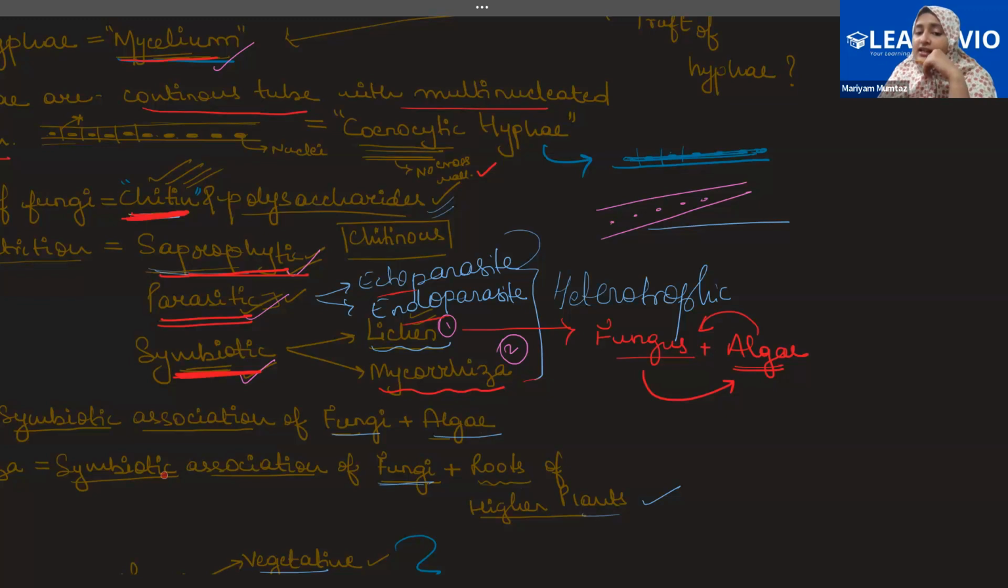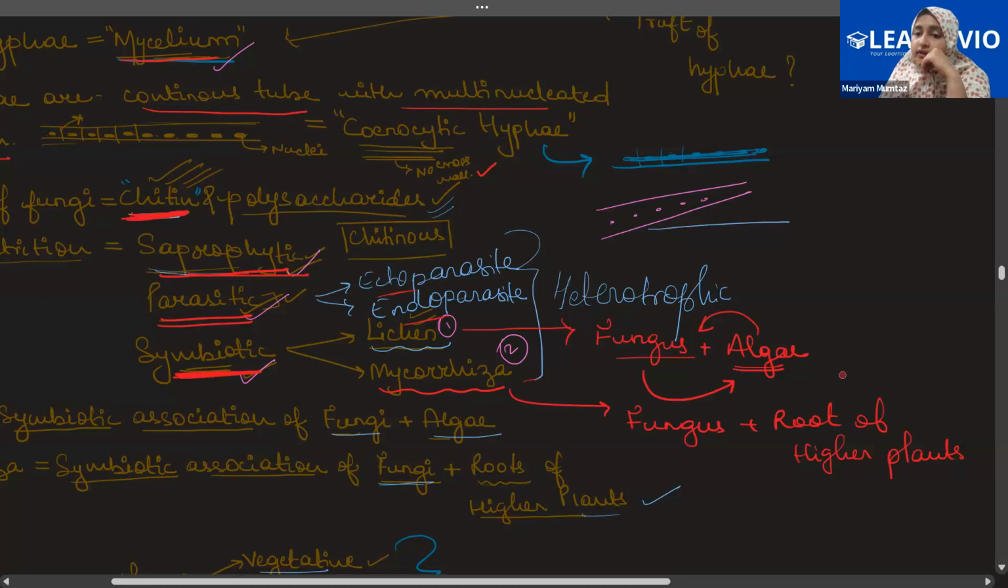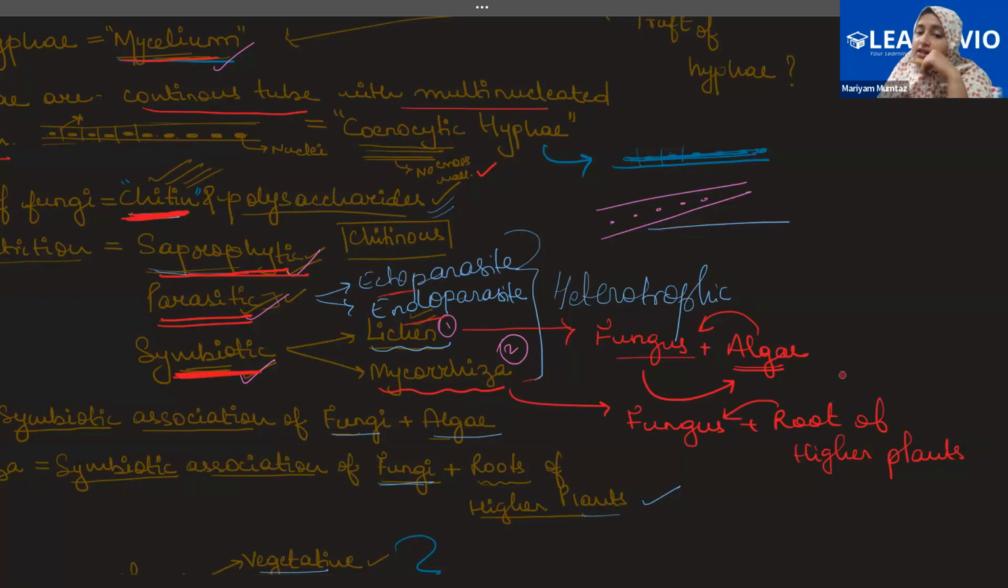Now, talking about mycorrhiza, here the fungus is in a symbiotic association with the roots of leguminous or higher plants. Again, these plants, being autotrophic, provide nutrition to the fungus. And since the fungus is present in the root area, it helps the plant absorb more and more nutrients from the soil. Again, helping each other. So, this type of relationship is the symbiotic relationship.